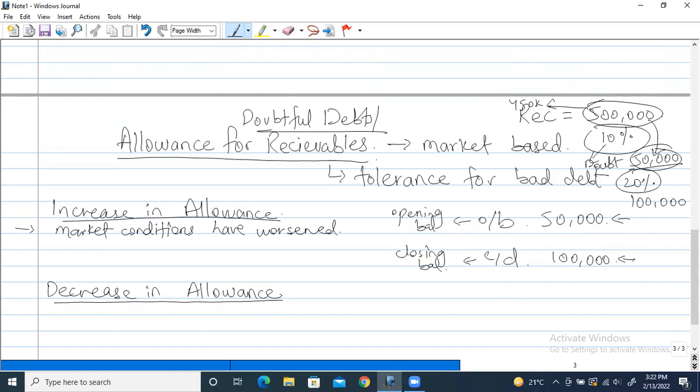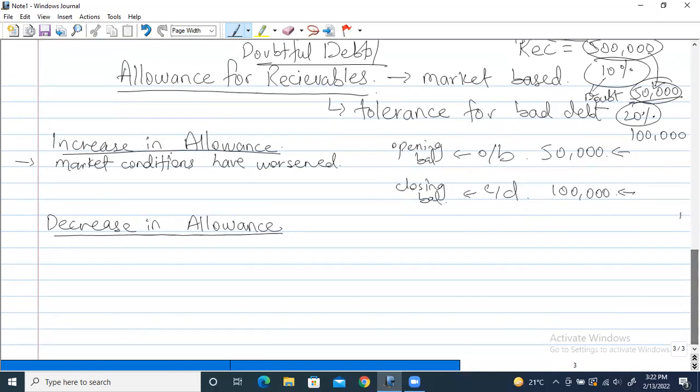And on the opposite side, let's see the decrease as well. So decrease means that market conditions are improved. So let's say in 2021 and 22, now all businesses are flourishing. They are not facing any cash shortage anymore because obviously there are no lockdowns, etc. The cases have gone much down. Vaccines are here, medicines are here that can heal the COVID-19 patients.